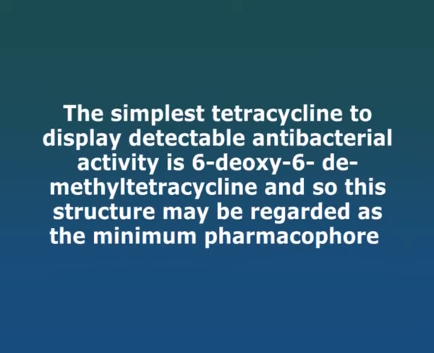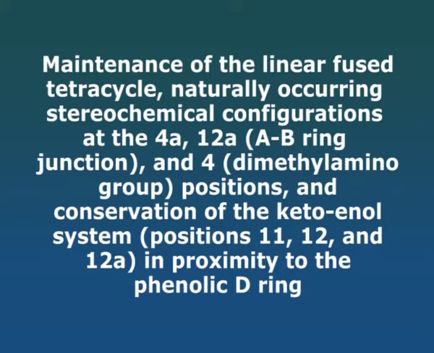The simplest tetracycline to display detectable antibacterial activity is 6-deoxy-6-demethyl tetracycline, and so this structure may be regarded as a minimum pharmacophore. Features important for antibacterial activity among the tetracyclines are maintenance of the linear fused tetracycle, naturally occurring stereochemical configurations at the 4A, 12A, that is AB ring junction, and 4-dimethylamino group positions, and conservation of the keto-enol system at positions 11, 12, and 12A in proximity to the phenolic D ring.